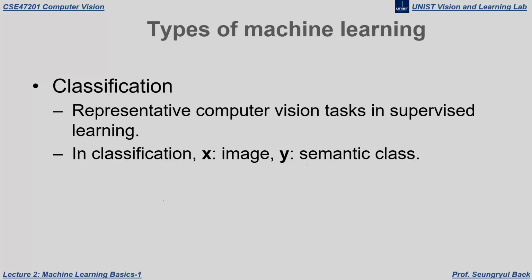So in classification, for image classification, the X is the input, which is the image, okay? And the Y means the semantic class, okay?